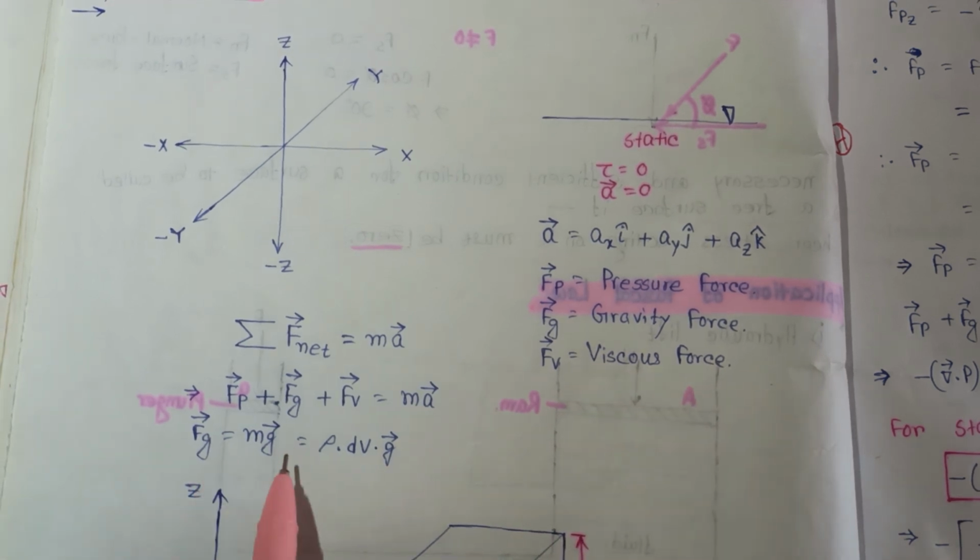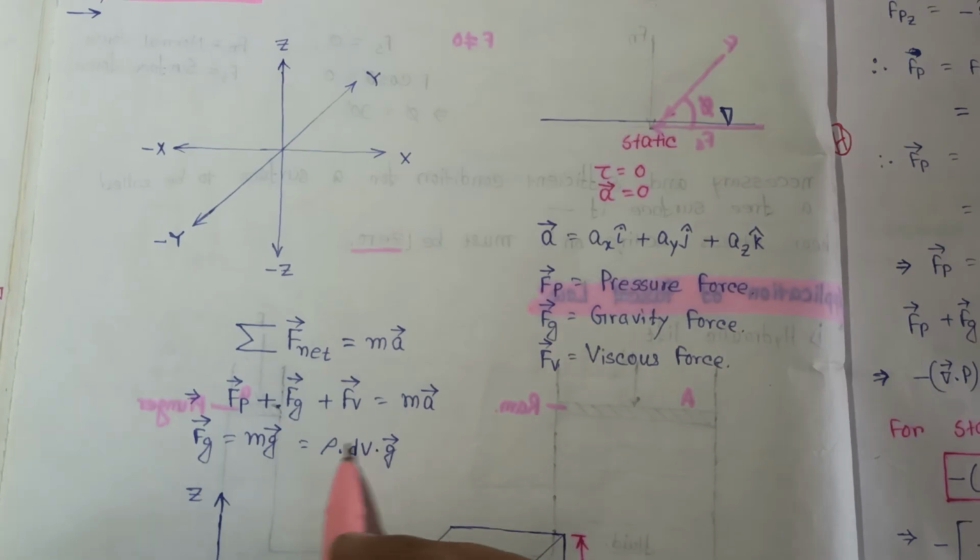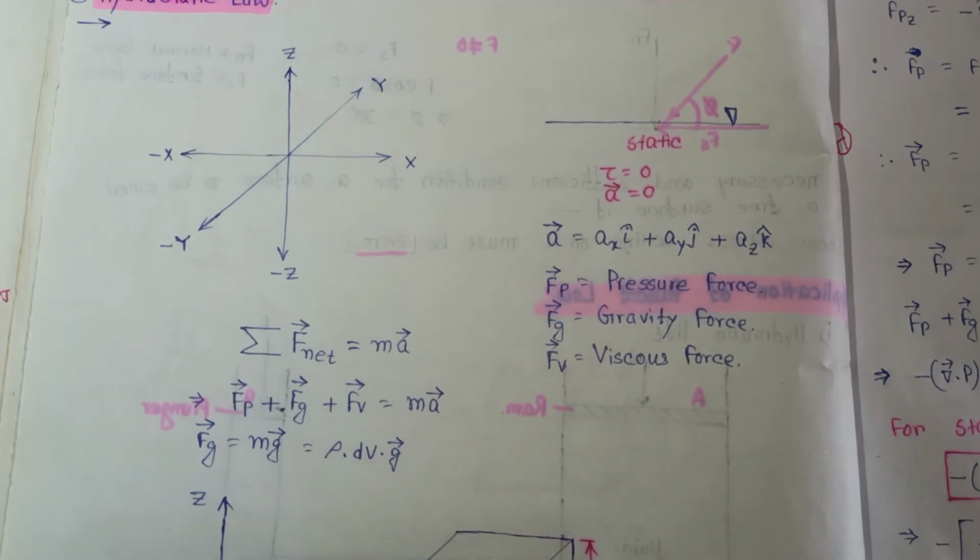Okay, so the gravity force is equal to m into g. We know that m equals rho into dV, this is a small element, so that's a small change in volume, and that is into g. So this is Fg.